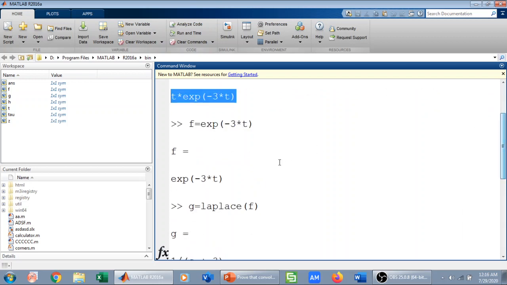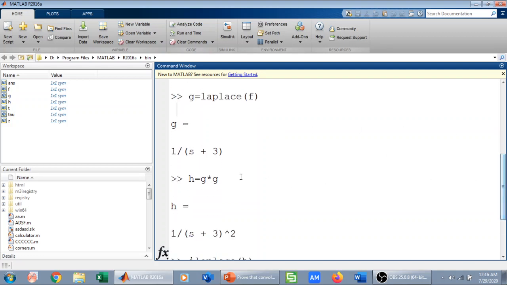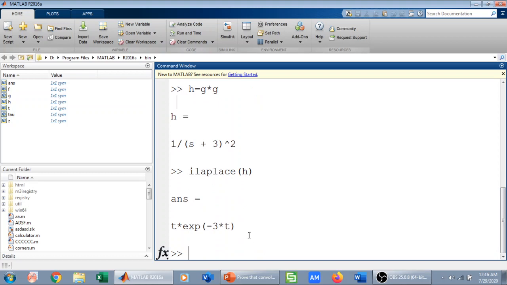If you have a look here, we performed convolution and got the same answer. Then we converted the input signal, e power minus 3t, into frequency domain using Laplace transform, multiplied the signal with itself, and then took the inverse Laplace transform, and we got the same result, which implies that convolution in time domain is multiplication in frequency domain.